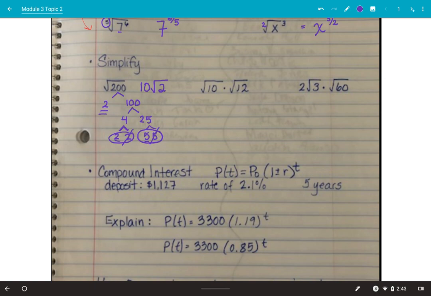That's it. Now, these two, you could reduce them together, then multiply them. Since they're both square roots, I'd rather multiply them first. So 10 times 12, it's 120.